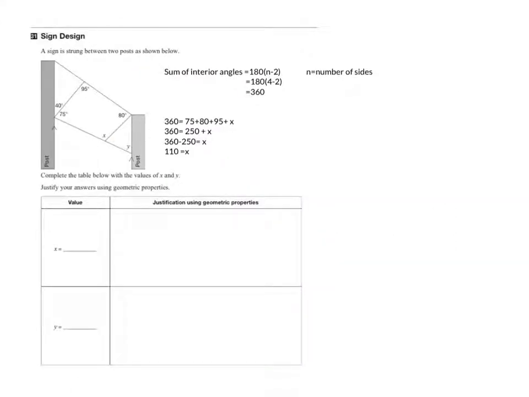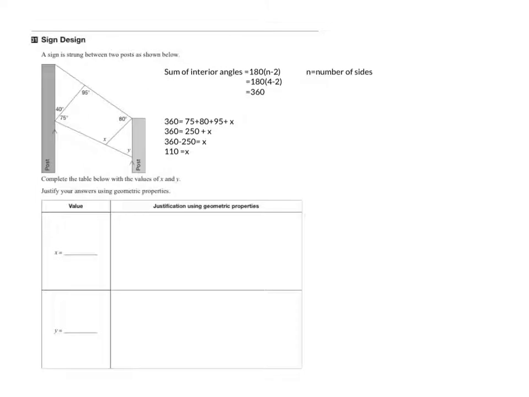So to solve this question, I need to remember that my sum of interior angles for this quadrilateral that I have here is 360 degrees. And that's this shape right here. And it's important to remember that n is equal to the number of sides. And that will give me x.